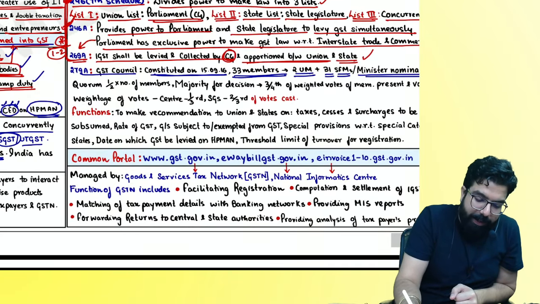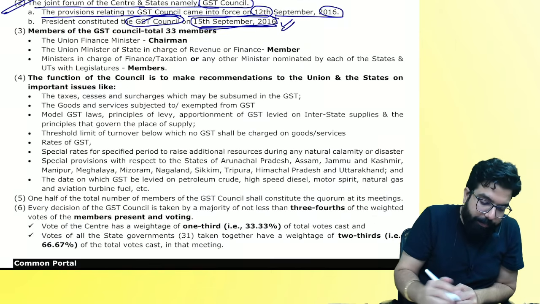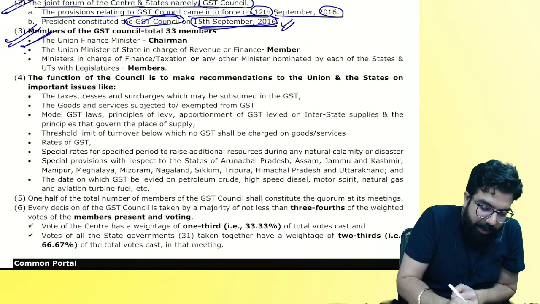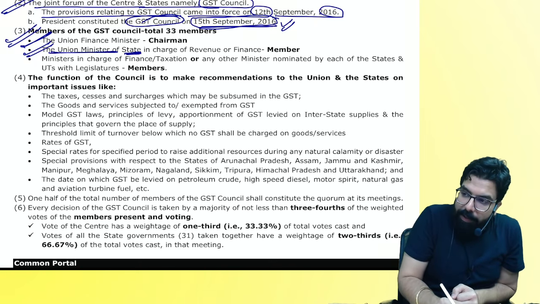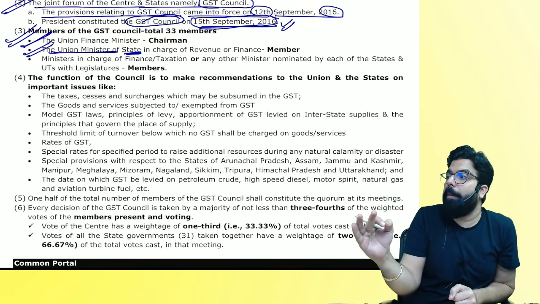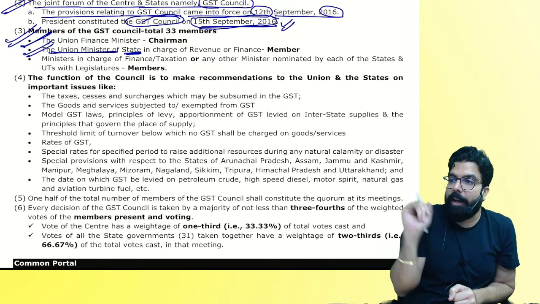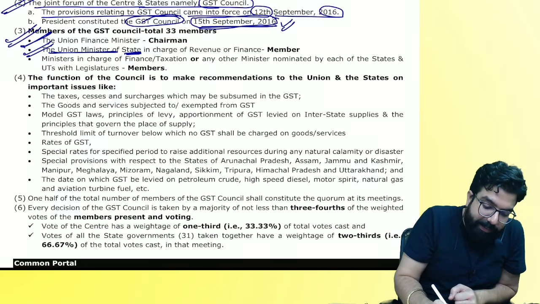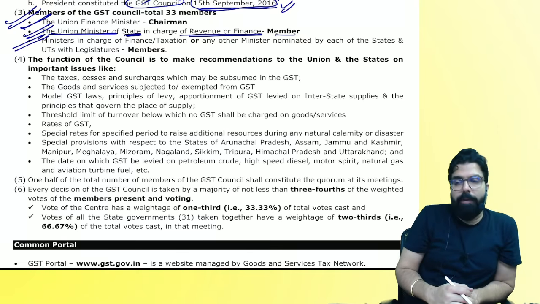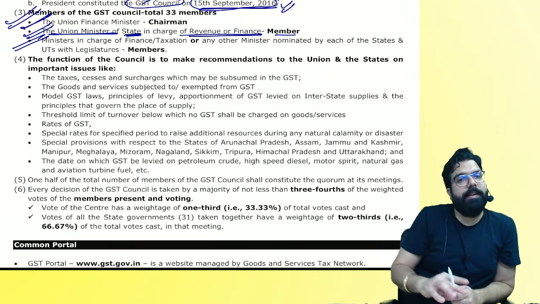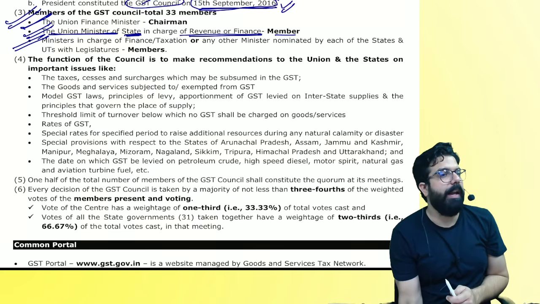Are we all clear till here? See, next. So it's the union finance minister and the union minister of state. Union member means the central government's minister, and he's in charge of revenue. And how many states? 31. So from 31 states, the 31 states' ministers will also come. Can I go ahead, everyone?